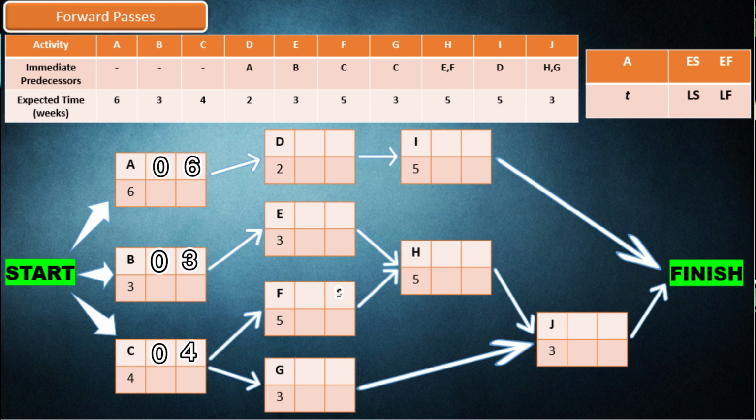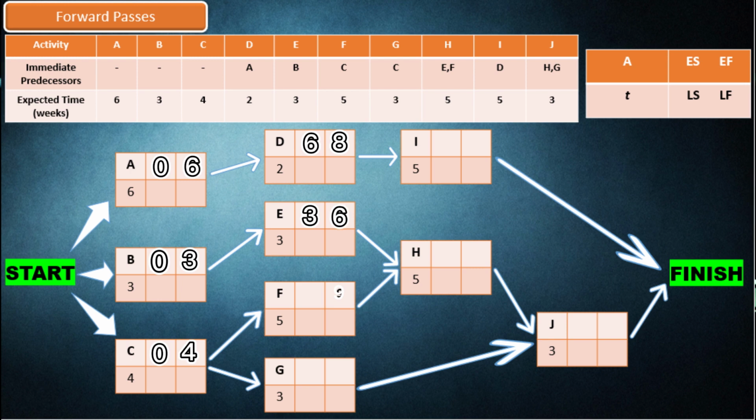Activity A is the predecessor of activity D, so the earliest start of activity D is 6. Then, activity D needs 2 weeks to be completed, so the earliest finish of activity D is 8. We must add the earliest start and the duration of the activity for the forward pass. Activity B is the predecessor of activity E, so the earliest start of activity E is 3. Then, activity E needs 3 weeks to be completed, so the earliest finish of activity E is 6.